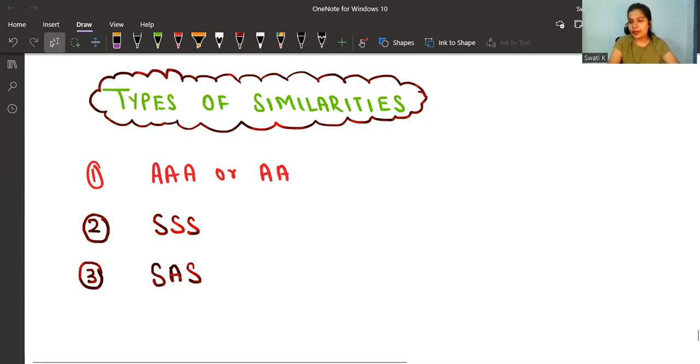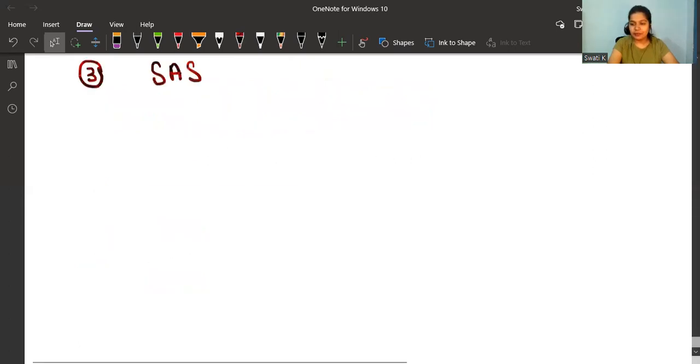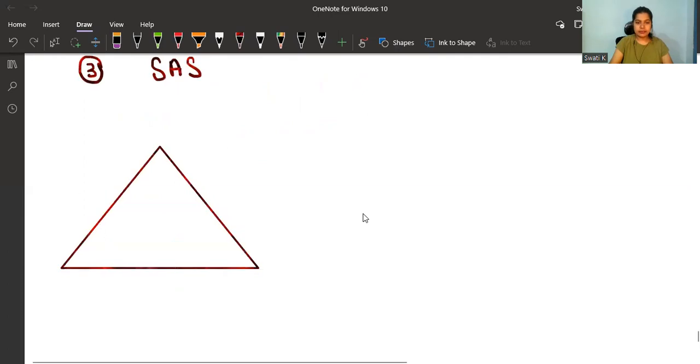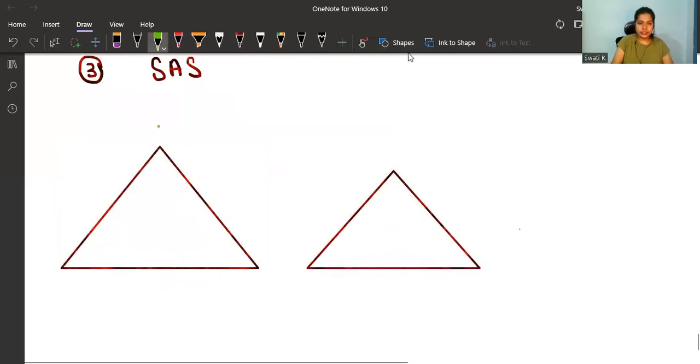Let's take one question and understand this so that there will be no confusion here. So for that, let me take two triangles. So yes, this is our first triangle, and talking about another triangle, let's say this is our second triangle. All right, and suppose I'm just taking one example here. So this is ABC, this is PQR.